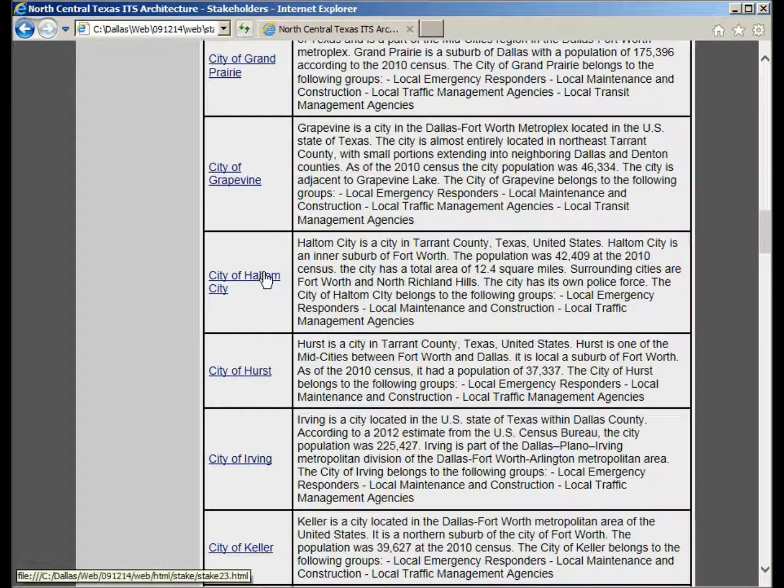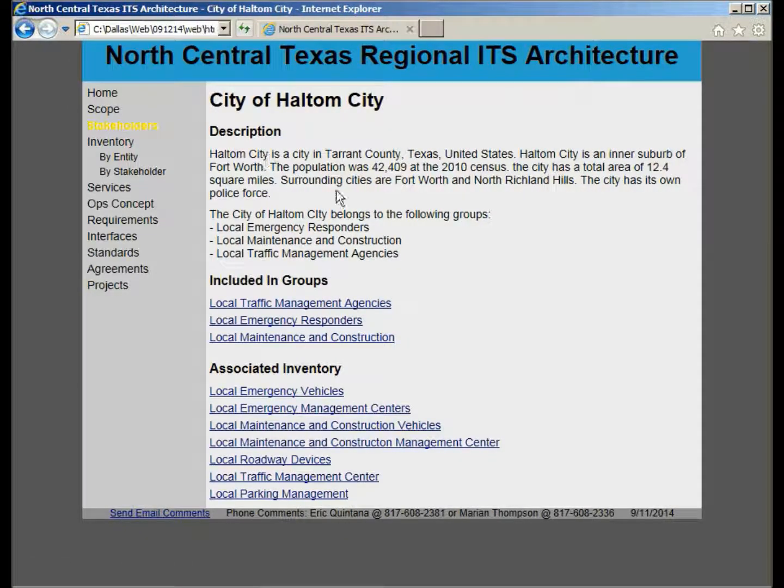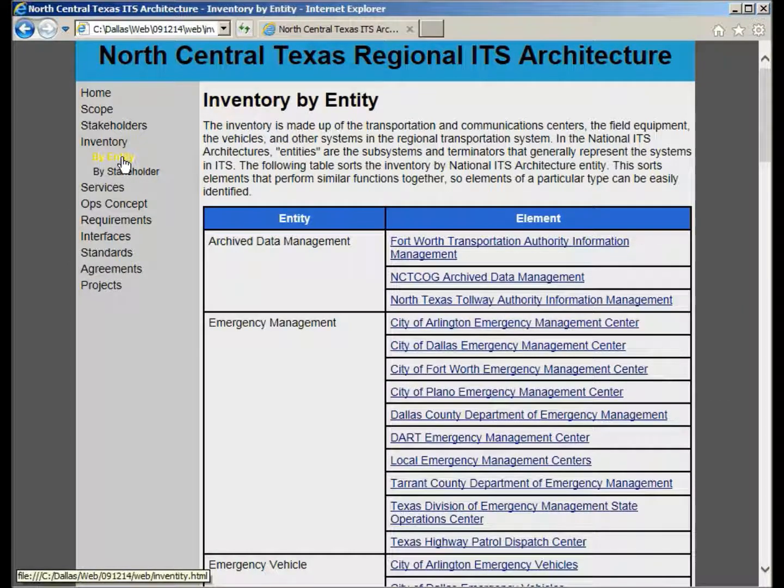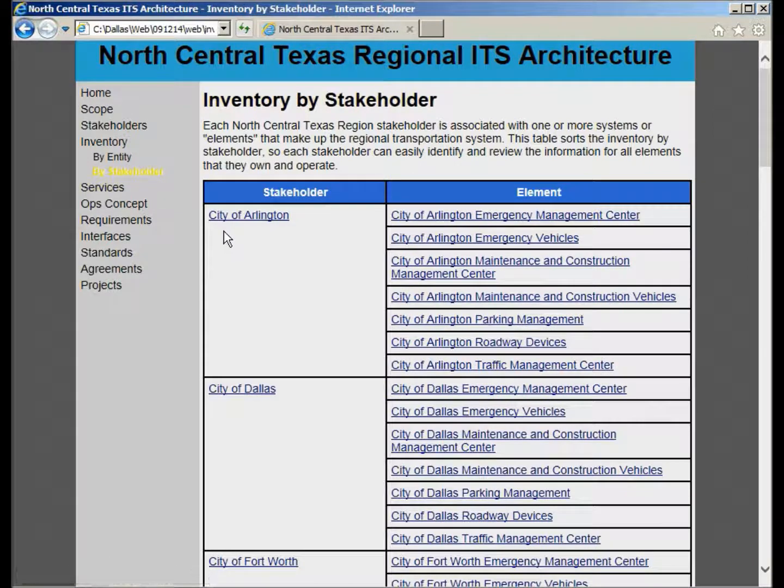By clicking on any one stakeholder, you can identify which groups it participates in and what inventory it is associated with. The inventory button describes every ITS element in the region that has been identified, both existing and planned. Under the inventory button, they are in alphabetical order with descriptions of each element. Under the entity button, they are grouped by their entity type: data management, emergency management, emergency vehicle, and so on. By stakeholder, you can view any city's ITS elements.